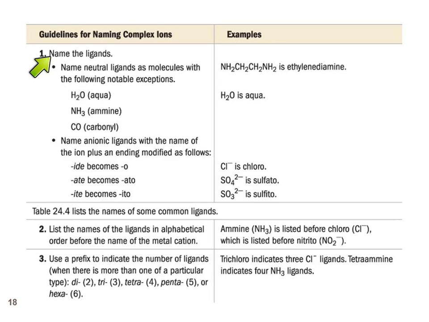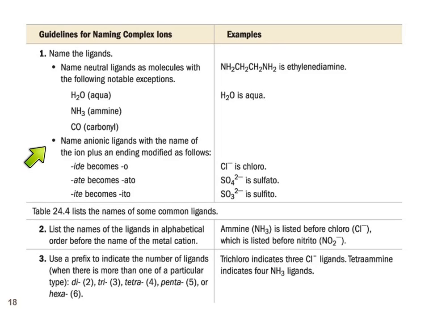So we name the ligands. Neutral ligands are named the same as molecules with a couple of exceptions. H2O is called aqua, NH3 is called amine, and CO, carbon monoxide, is called carbonyl. So examples over here, this guy, that is ethylene diamine. And so when we name, if that's the ligand, we use its regular name. But those exceptions, if H2O is the ligand, we call it aqua.